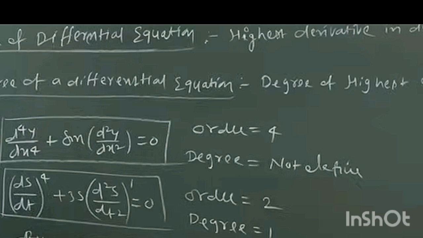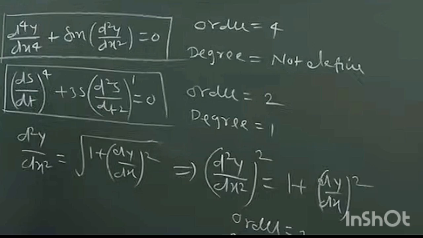So see in this question, the order is 4 and degree is not defined because it is involving a trigonometric function. And in the second one, the order is 2 and degree is 1. And by seeing this question, you may think degree is undefined, but no, it is defined. We have to check once. If we square both sides, then the root disappears. So now order is 2 and degree is also 2. So remember, degree of a differential equation doesn't exist when the derivatives are involved in exponential powers, logarithmic terms and trigonometric functions.